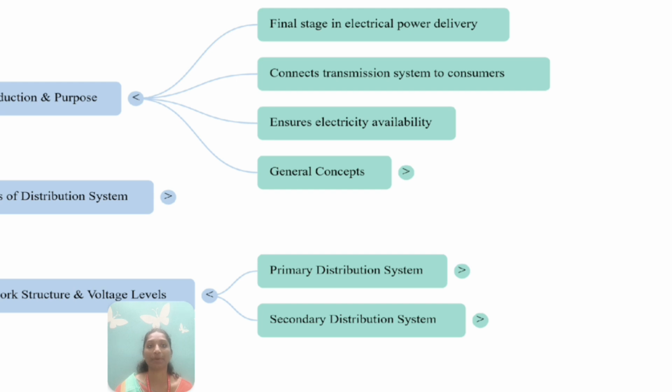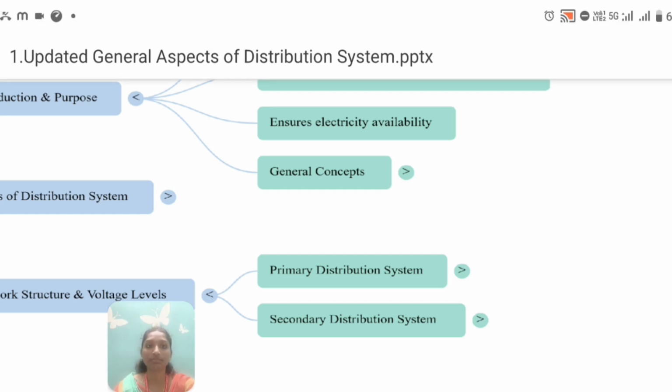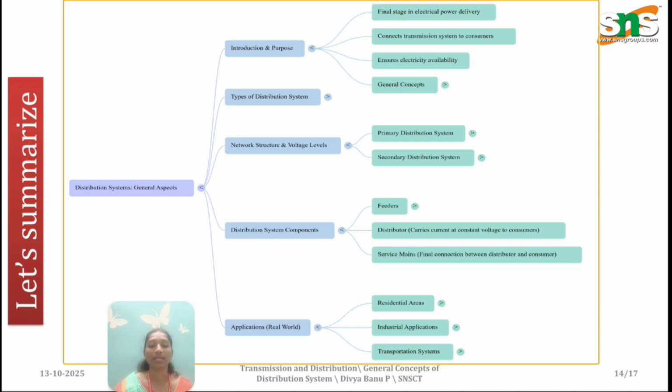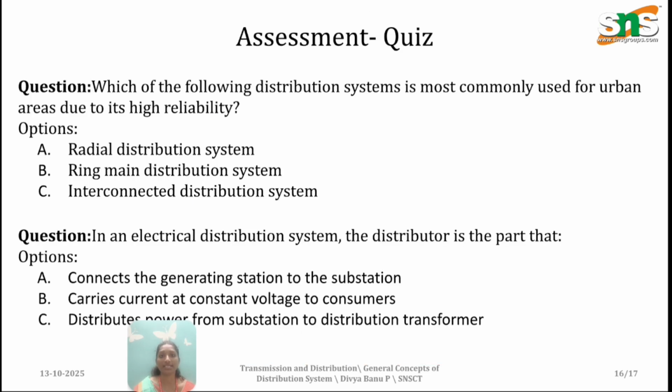In the introduction and purpose, we learnt about the final stage in electric power delivery, which is the distribution part. This distribution part connects the transmission system to the consumers, and this ensures electricity availability. And coming to the primary distribution system and secondary distribution system, next we have learnt about the feeders and applications. The main applications of distribution systems are residential areas, industrial applications, and small establishments.